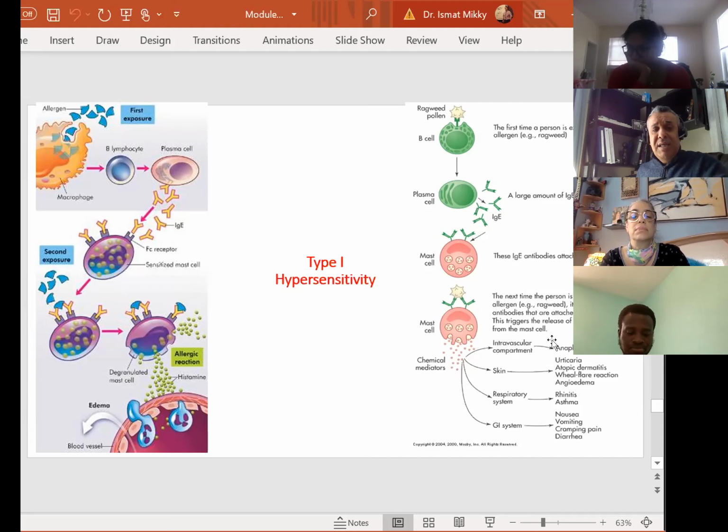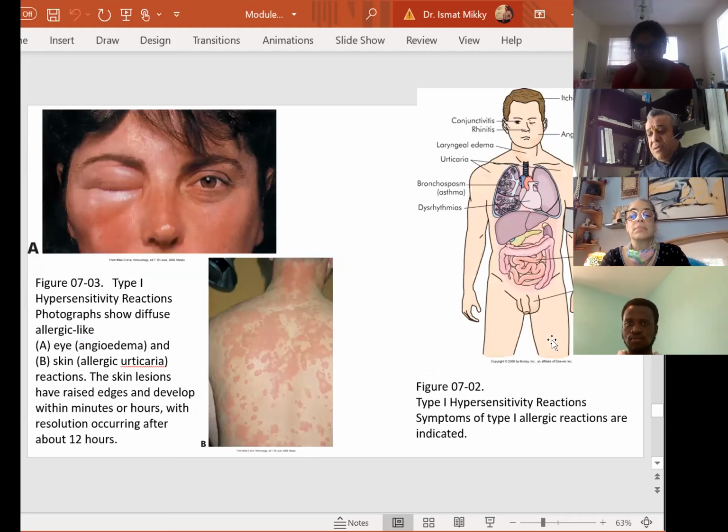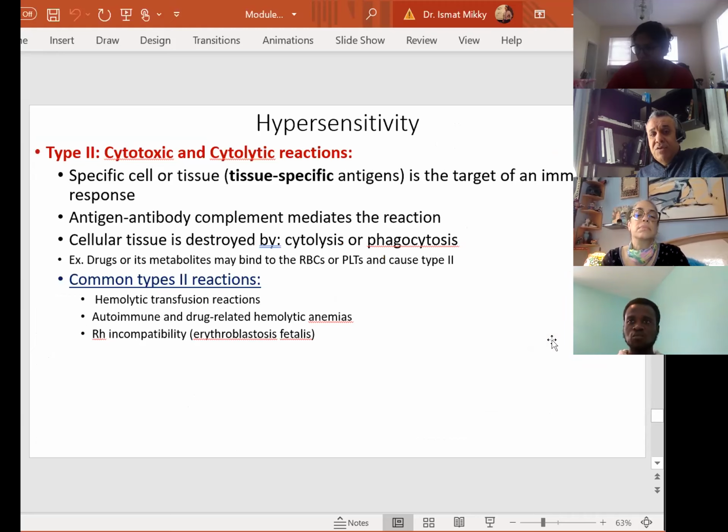So this is the IgE mediated reaction, which is allergic reaction. And that could result in anaphylaxis. Atopic dermatitis will be another example of that too.